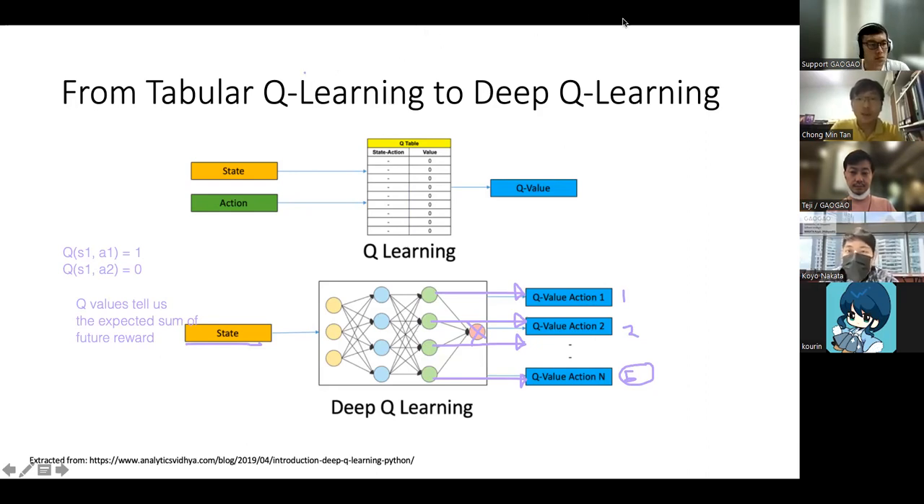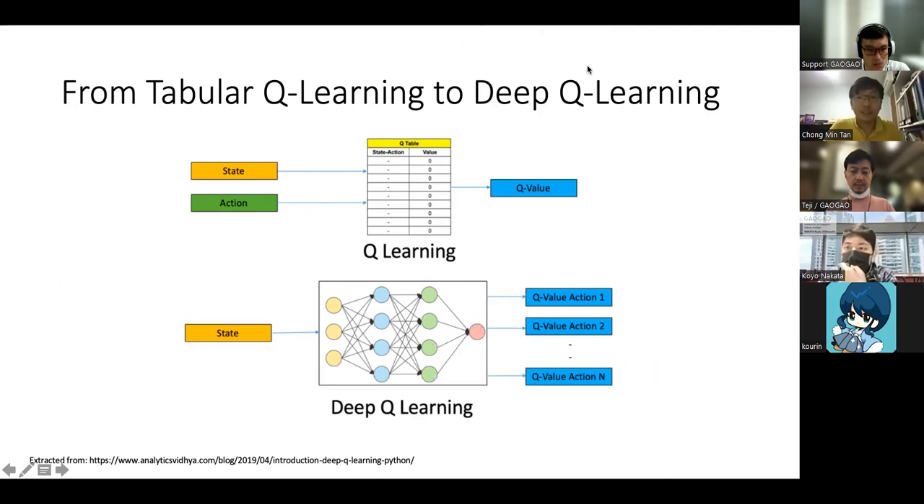Okay, so I realize that maybe I should have put some slides in a different order, so that I could talk about the Q values first. But no worries. If you have anything that is not clear, please let me know.